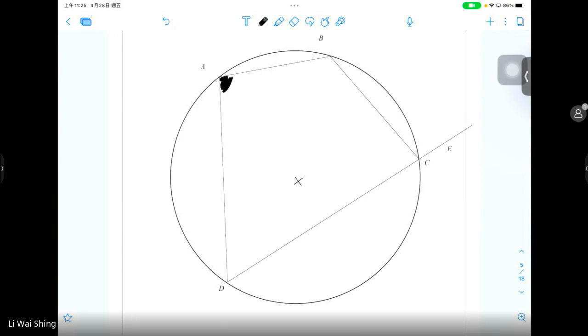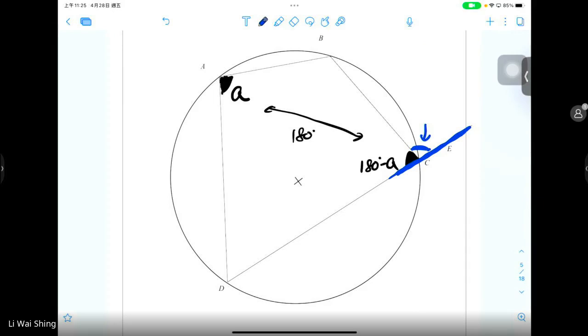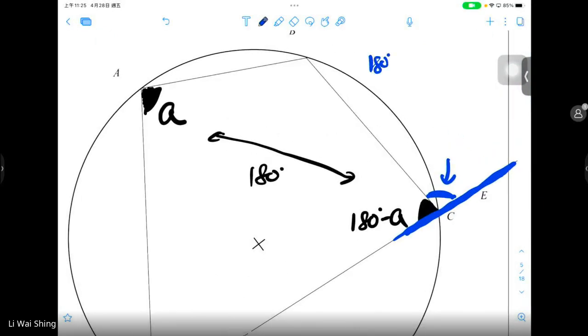Okay, a similar property. Once you know that the sum of opposite angles equals 180, if this is A, what is the size of angle C here? The sum of opposite angles equals 180, so angle C is equal to 180 minus A. So if I extend the line, there is a tail. Okay, 蝌蚪條尾. Can you calculate the size of the exterior angle here? 180 minus the interior angle.